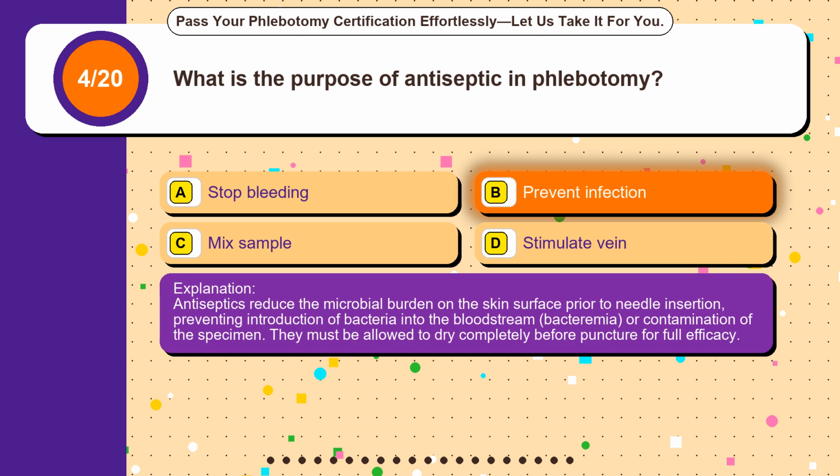Antiseptics reduce the microbial burden on the skin surface prior to needle insertion, preventing introduction of bacteria into the bloodstream, bacteremia, or contamination of the specimen. They must be allowed to dry completely before puncture for full efficacy.